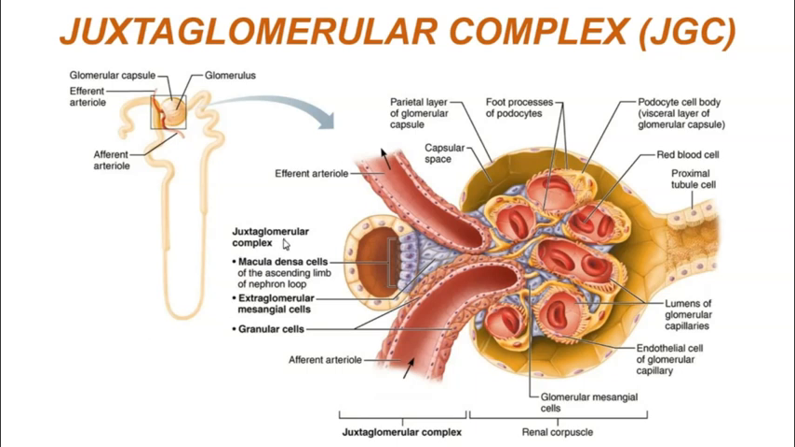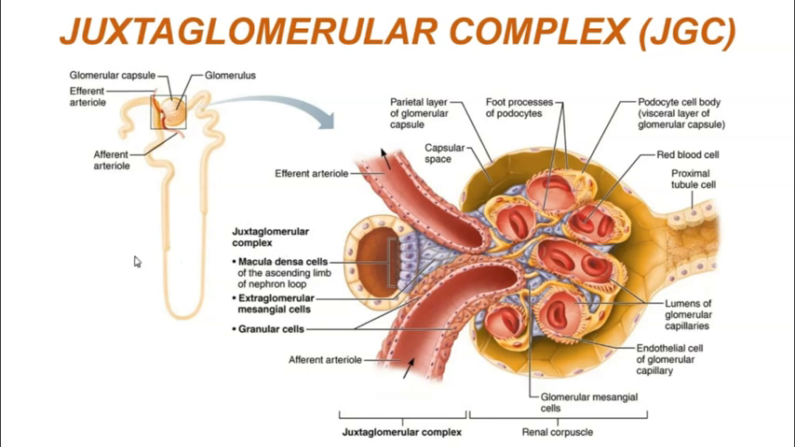The juxtaglomerular complex is actually part of the nephron loop, the ascending limb of the nephron loop, on its way to the distal convoluted tubule. So this ascending limb passes in close proximity to the afferent and efferent arterioles that are serving the glomerular capillaries here. The juxtaglomerular complex has a couple of cell types in it that characterize it.